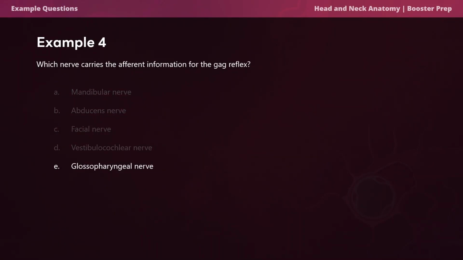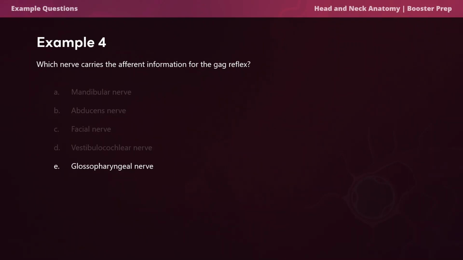So reflexes have afferent and efferent components. Recall that afferent nerves carry sensory signals from receptors in the body to the central nervous system. In contrast, efferent nerves carry signals from the central nervous system to effector organs such as muscles or glands. The afferent component of the gag reflex is carried by the glossopharyngeal nerve, which, in addition to the gag reflex, is involved in swallowing, taste, sensation in the posterior third of the tongue, and alterations in blood pressure regulation.